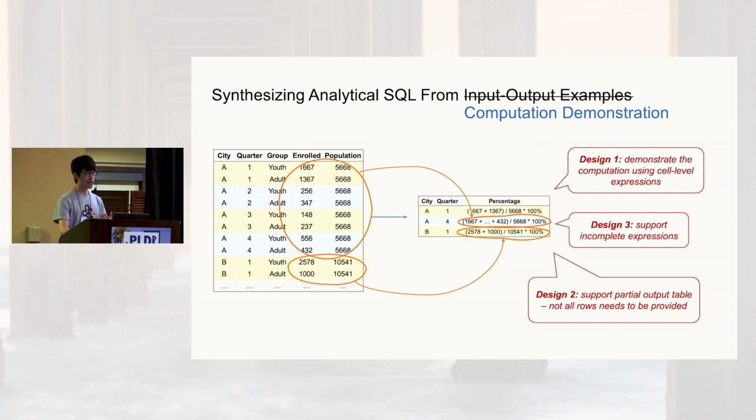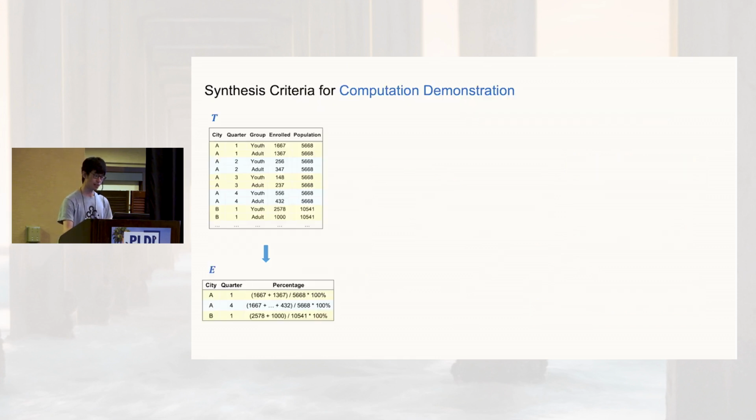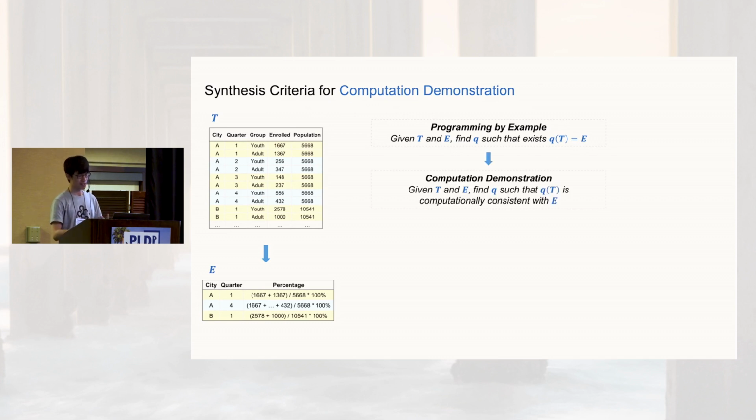So now we have a way to let users specify. But is this something that can let our synthesizer comprehend easily? So now this comes to the question, what is the criteria for a query Q to be correct with respect to this input table and demonstration E? So in programming by example, the criteria is Q(t) should equal E, right? But now here we need to extend this a little bit in the sense of computationally consistent.